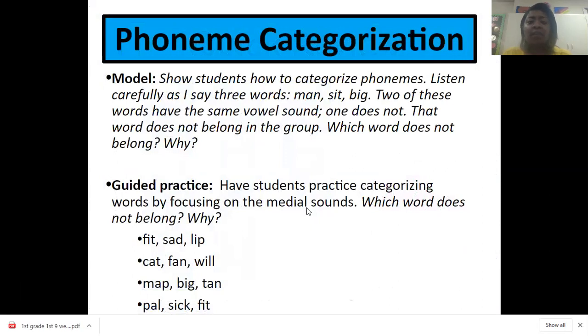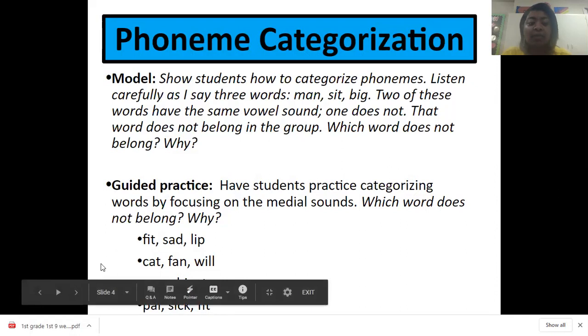All right, phoneme categorization. I'm going to show you how to categorize phonemes or sounds. Listen carefully as I say three words. Man, sit, big. Two of these words have the same vowel sound. One does not. The word man does not belong. That word does not belong in the group because it says a instead of i, like sit and big.